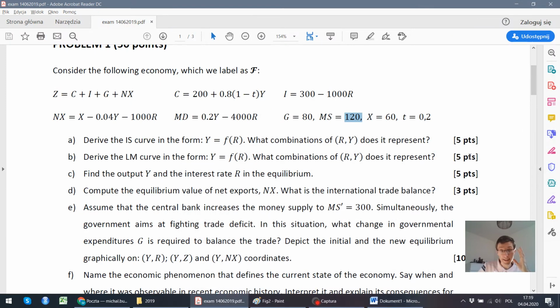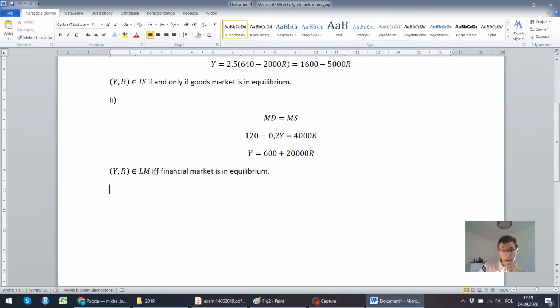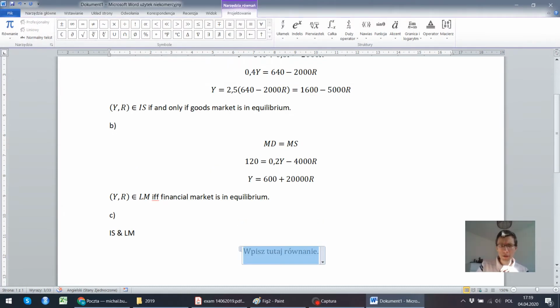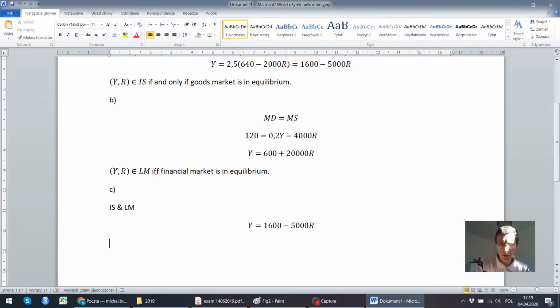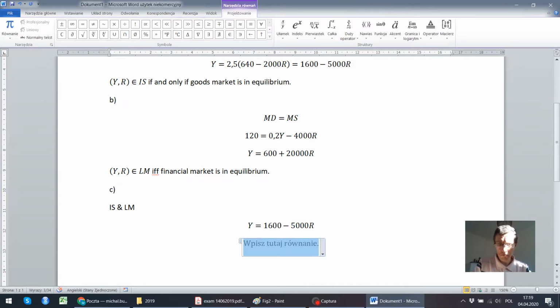For this, you get already 10 points. Boom. Point C is also kind of simple. Find the output and the interest rate of the equilibrium in the economy. So we know that we have to have IS and LM fulfilled simultaneously, which means that we have a set of two equations: y equal to 1600 minus 5000 R, and the second equation, y equal to 600 plus 20,000 R.